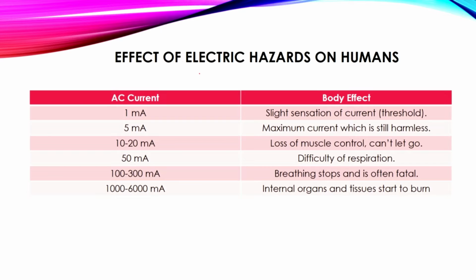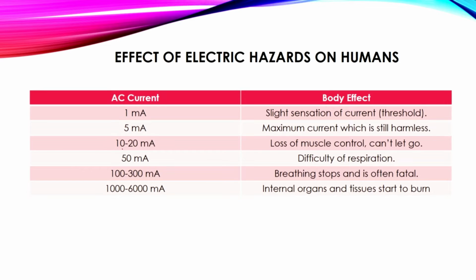So the first one is the effect of the electric hazards or the current on humans. For example, if we are talking about the AC current and its effect on the human body: for a current of 1 milliampere, you will feel a slight sensation of the current. From 1 milliampere to 5 milliampere, 5 milliampere represents the maximum current which is still harmless to the human. So at 5 milliampere you cannot even have any harmful effects.